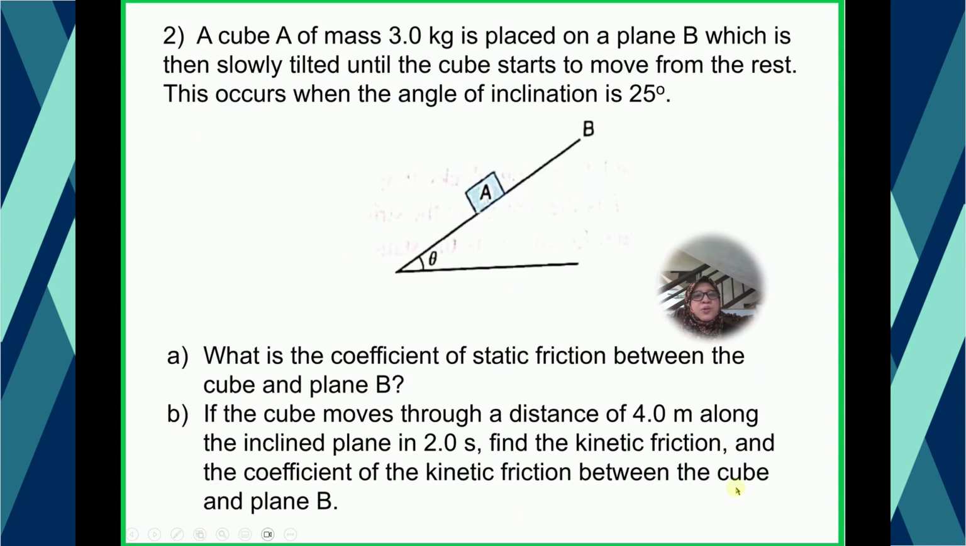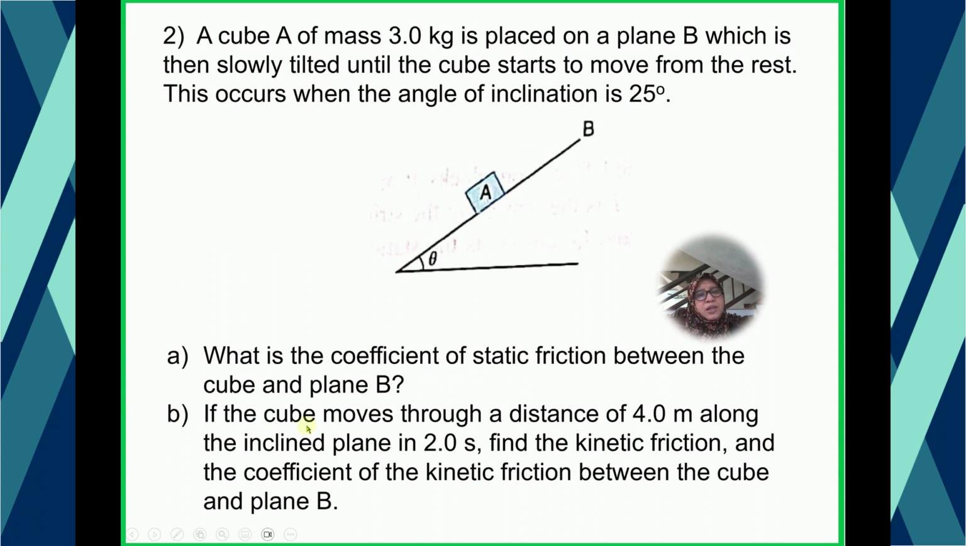Now we go to question 2. For question 2, a cube A of mass 3 kg is placed on a plane B, which is then slowly tilted until the cube starts to move from rest. This occurs when the angle of inclination is 25 degrees. So what is the coefficient of static friction between the cube and the plane B? This is the cube A and the plane B, and we are going to find the coefficient of static friction.